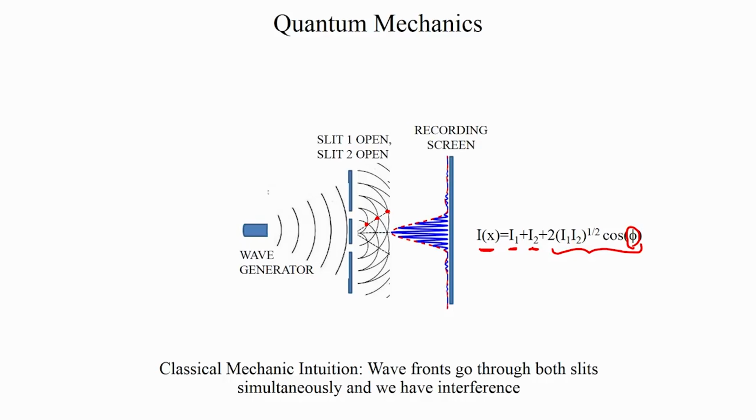So, what is key here is, unlike bullets, we imagine the waves to be going through both slits simultaneously, and that is why we have interference. Now, the bullets did not do this. That is what our intuition told us. But on the other hand, the wave front approaches both slits simultaneously and goes through both of these slits simultaneously, and therefore you have interference.